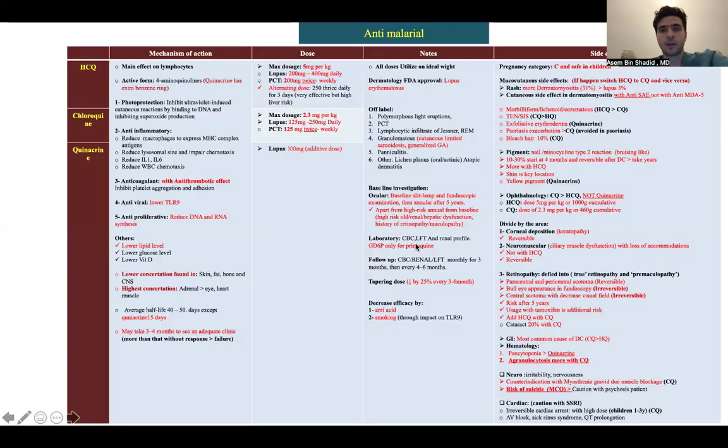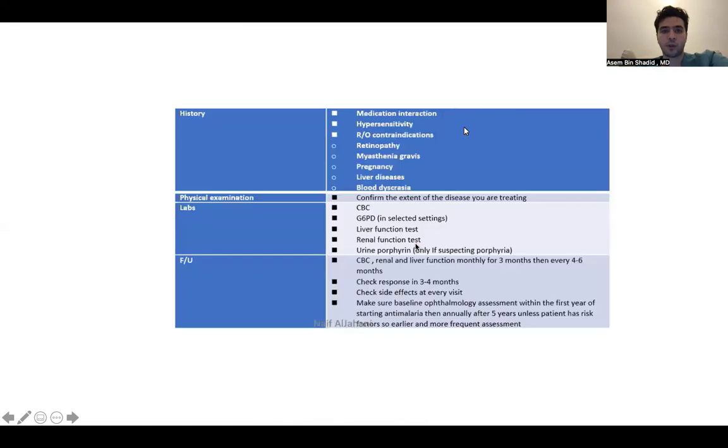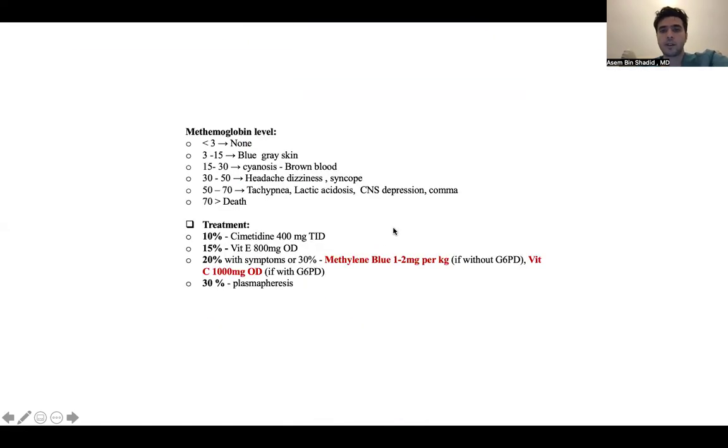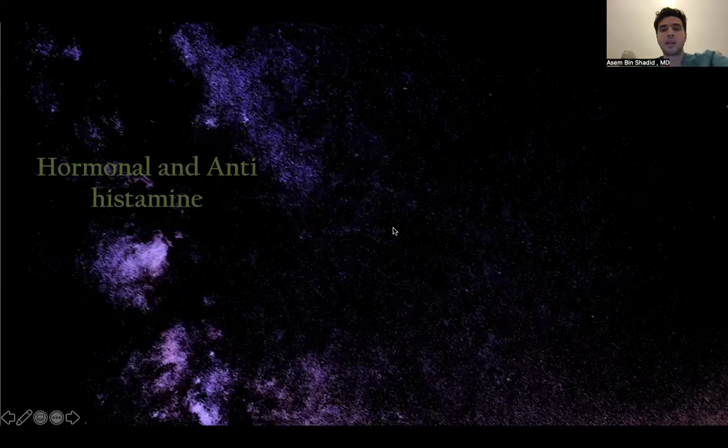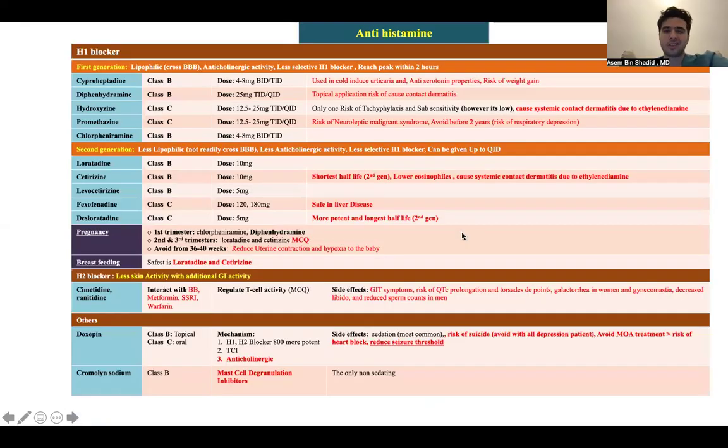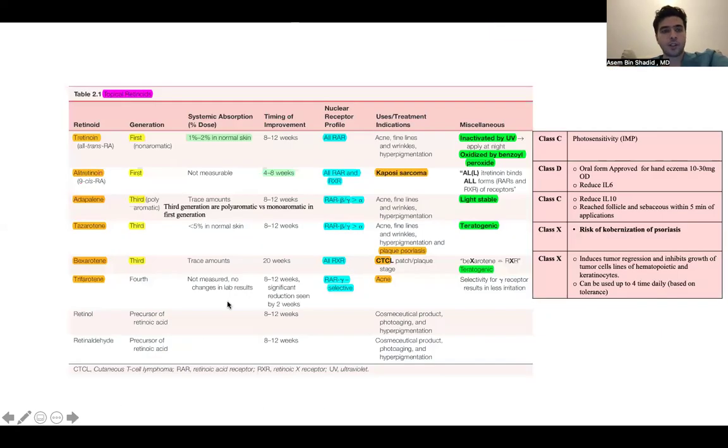MMF is also another important medication. Anti-malarials, we prescribe all the time. Dapsone, colchicine, you see, he put everything for you. Hormonal, it's rare to prescribe in a governmental hospital, but it's also possible. Antihistamines, he put the first generation, the second generation is very important to know also. Okay, retinoids, we have different types of retinoids. You can look at them at your own time. You need to read them by yourself so you can understand every most important point of each one of them, okay?